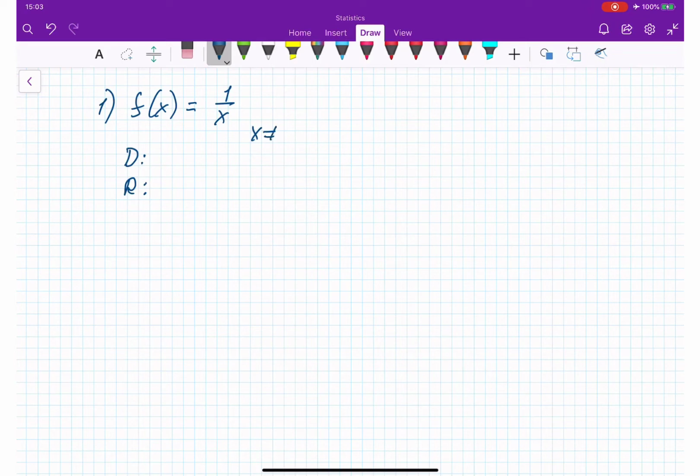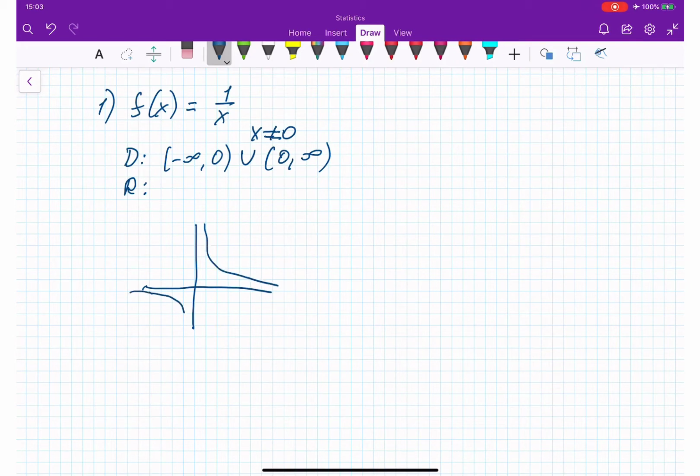be equal 0, right? So if x cannot be equal 0, then the domain is going to be from negative infinity to 0 and from 0 to positive infinity. Okay, now regarding range, let me draw this graph. Here is one, here is, I'm just sketching, okay, how it looks like.